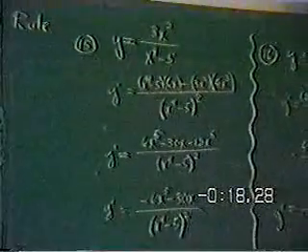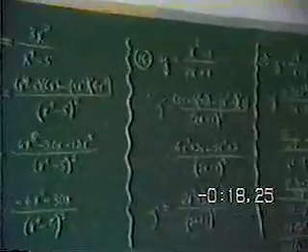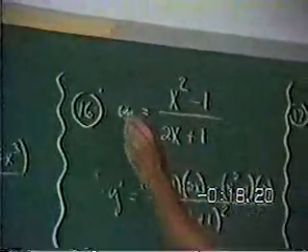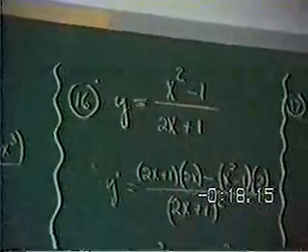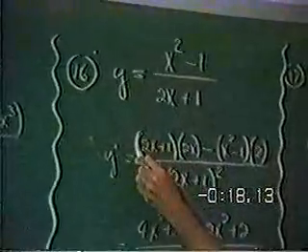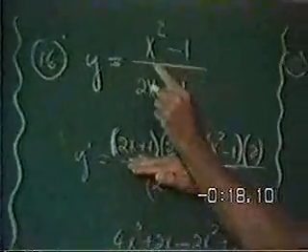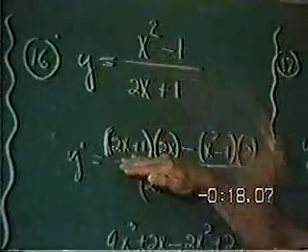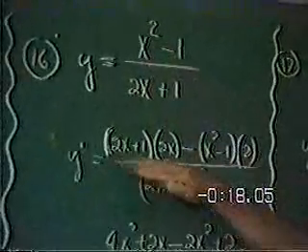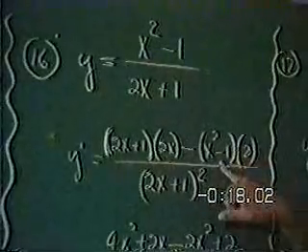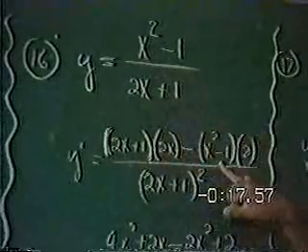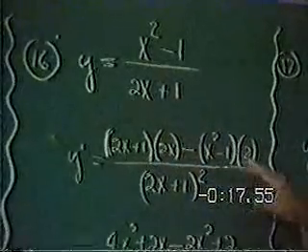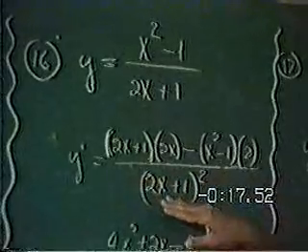All right, let's go to the next example. Example 16. Again, these are just examples to teach the rules. We have y is equal to x squared minus 1 over 2x plus 1. I write the denominator down and take the derivative of the numerator. The derivative of the numerator is 2x plus 0. So that's 2x. Minus, I write the numerator down. I take the derivative of the denominator. The derivative of this is 2 and then 0. So that'll be 2. All over the denominator squared.